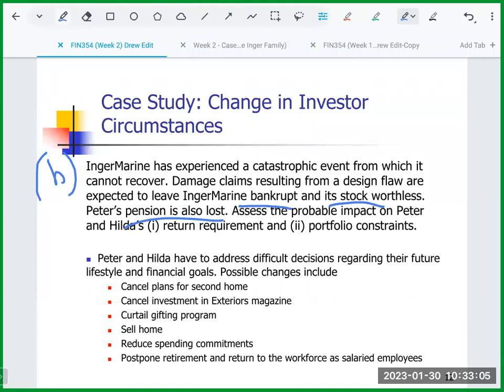First of all, they must cancel the second home investment and remove the gifting program. They might want to sell their current house and, of course, reduce their spending of $500,000, and also postpone their retirement, maybe return to the workforce, because he needs to, I guess, earn some money, right?